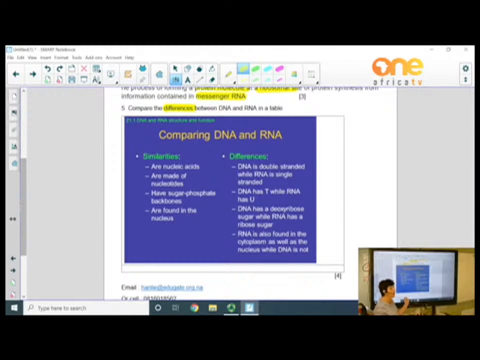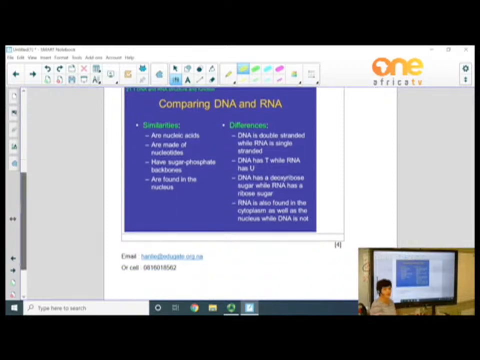What are the similarities? Okay, let's study. Both are nucleic acids. They are made out of nucleotides. Both have a sugar phosphate backbone, and are found in the nucleus. So there are also 4 similarities that you can quickly remember. So, thank you, great.